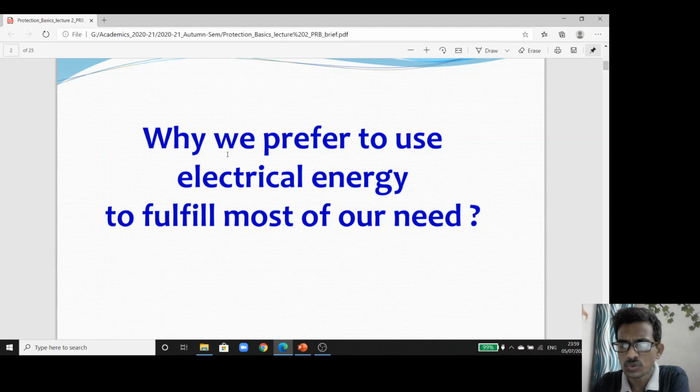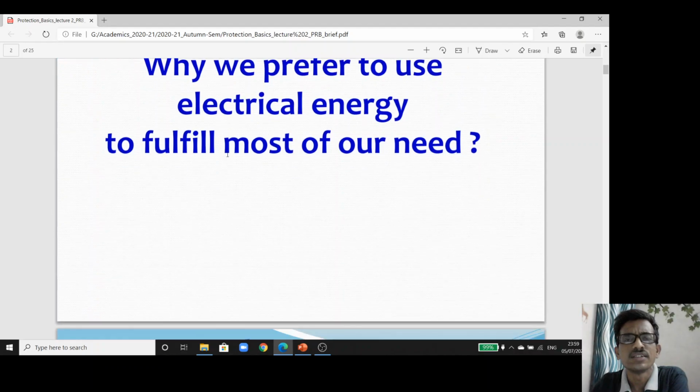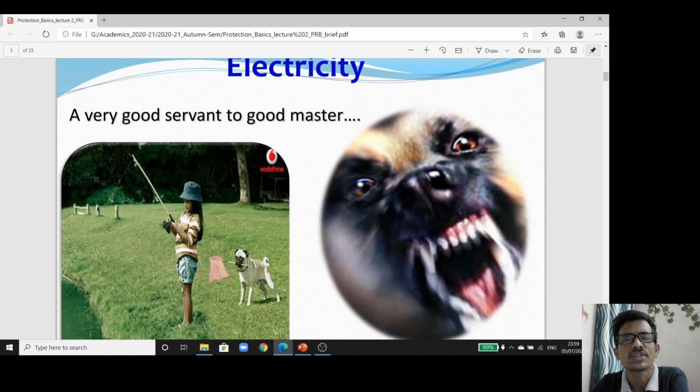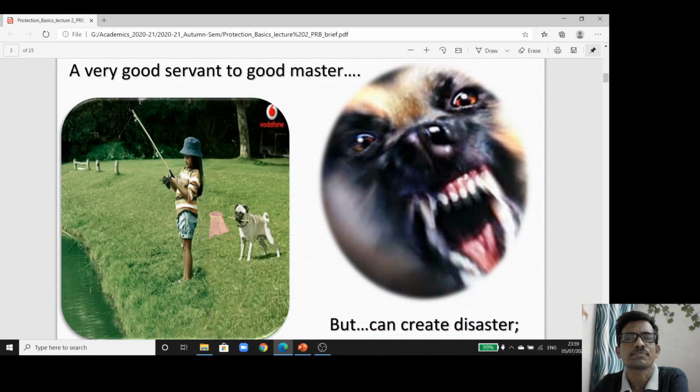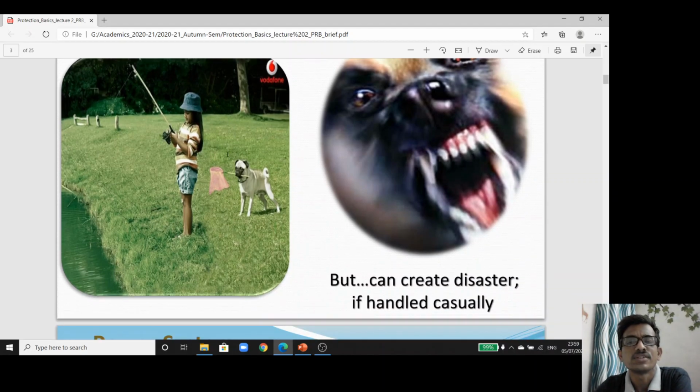not? So the answer is, electricity is a good servant to a good master. It means the person who is going to use it, if that electricity is used by a good master who is knowledgeable and who knows the basics of the rules of electricity, then it is a good servant. It solves our problem, it helps us. But if anyone handles it casually, then it can create a disaster.